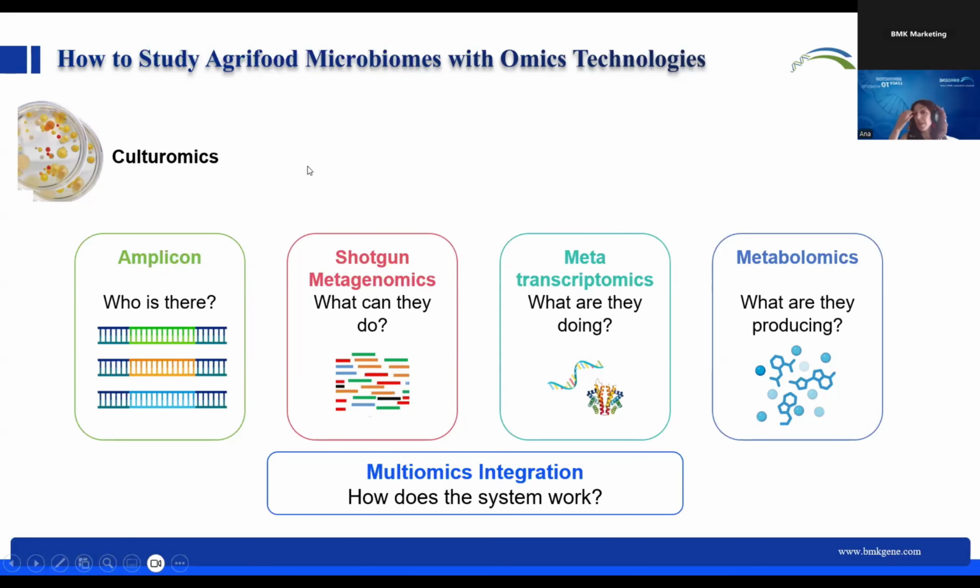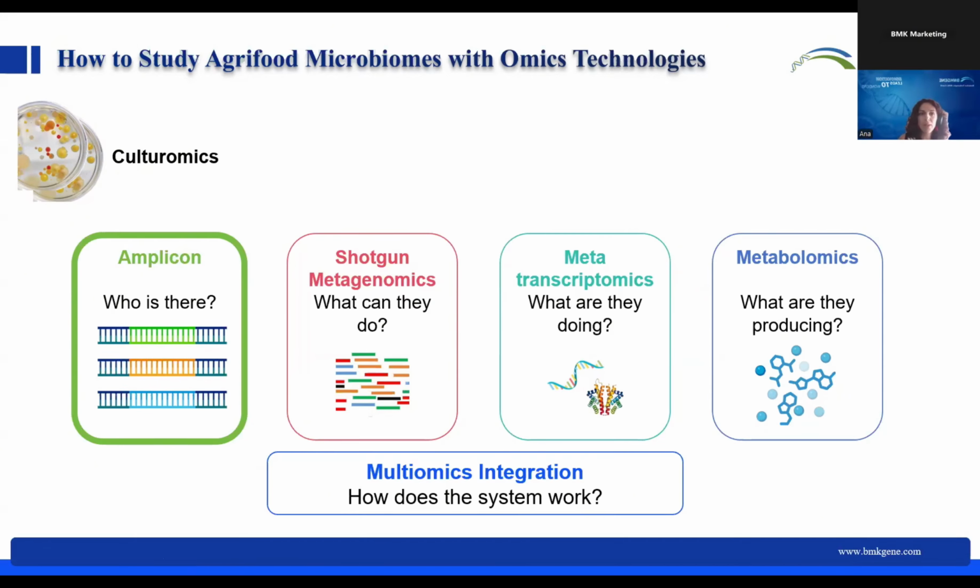So the first one is amplicon sequencing, and what this tells us is who is there, which microbes are there. Then we have shotgun metagenomics, which not only tells us who is there, but also what they can do. Metatranscriptomics is focused on the RNA, and it tells us what the microbes are doing in that moment that we sampled. And metabolomics tells us which metabolites the community is producing. Ideally, we then have a multi-omics integration that enables us to integrate the different data sets to understand how the system is working. So now let's go a bit more into detail into each one of these.